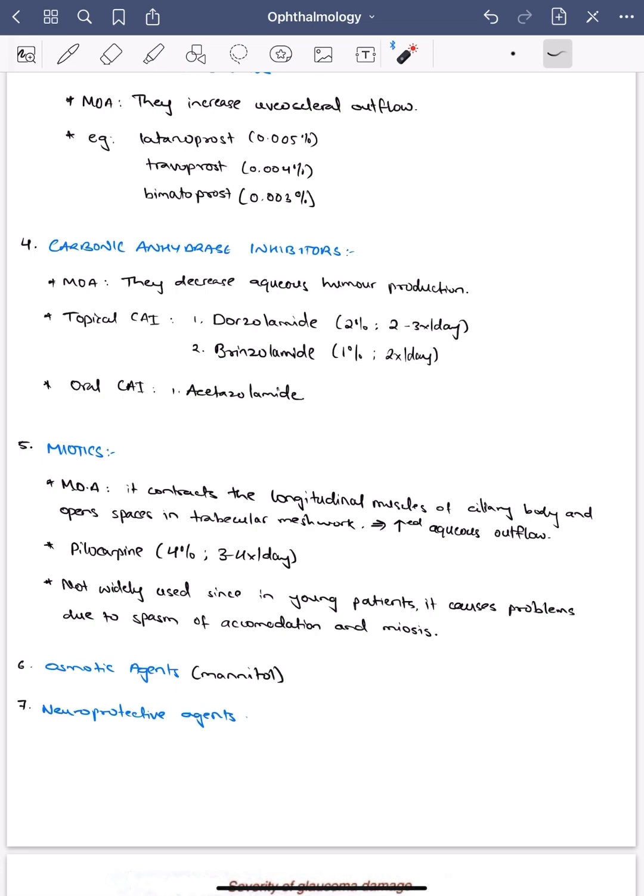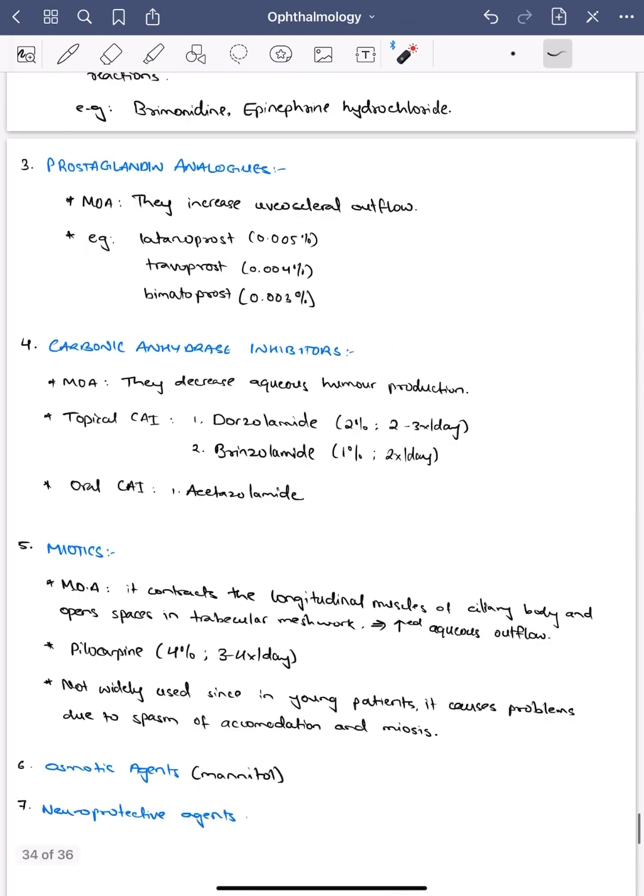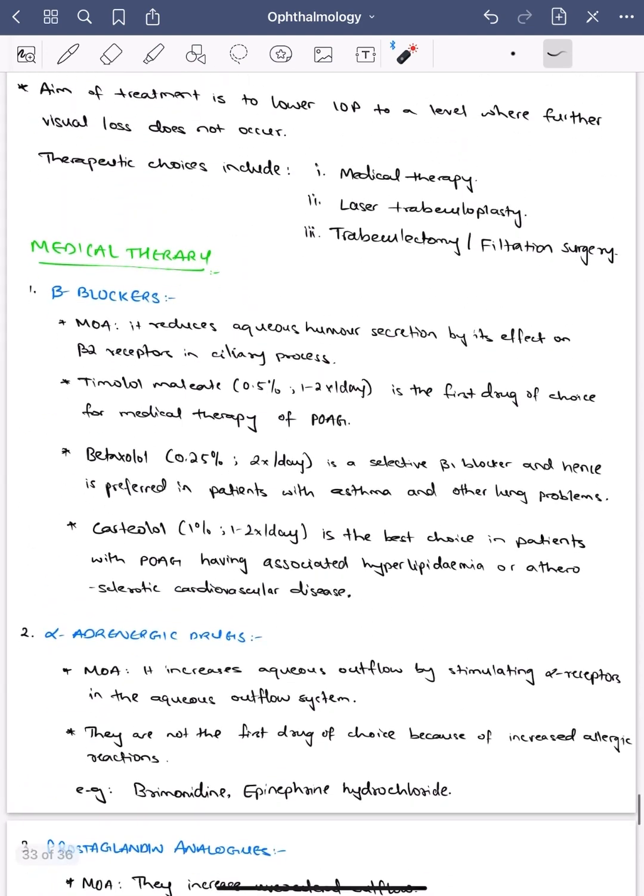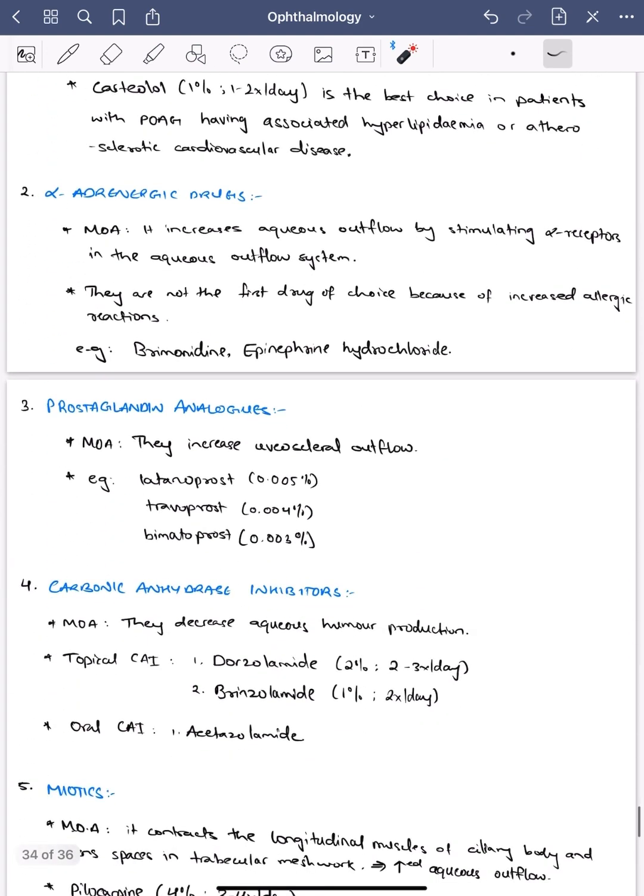Now the sixth drug is osmotic agents such as mannitol, and a newer group of drugs is in development, and these are the neuroprotective agents. So in the medical therapy, the drugs are, you can remember the code GLAUCOMA.